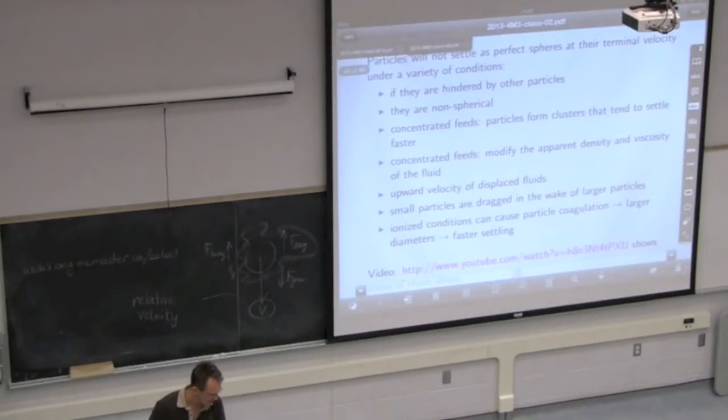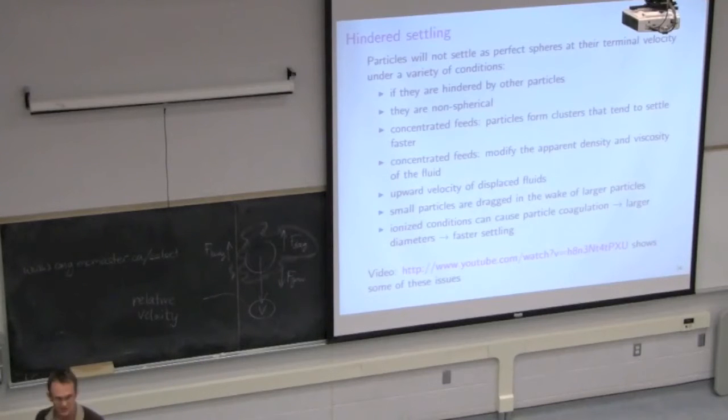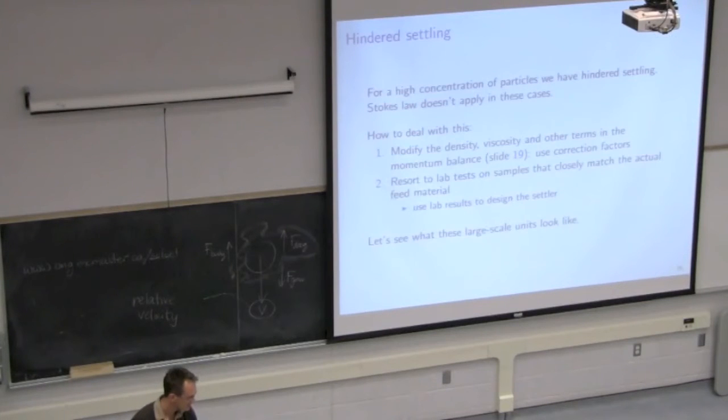So the key point is that when we're in a hindered settling environment, we don't see individual particles settling at their individual settling velocity. In fact, what we get is a single interface forming and falling down over time. And so that's in fact what we're going to use to design our processes.